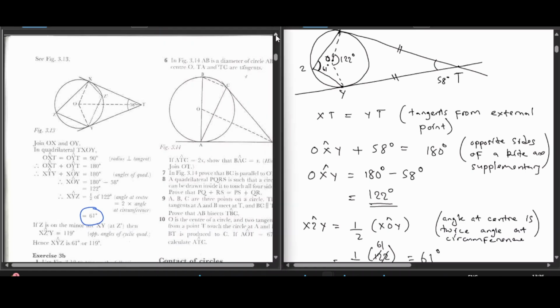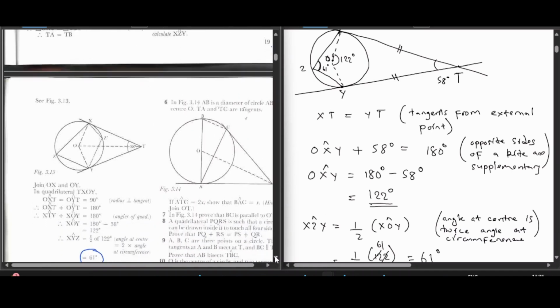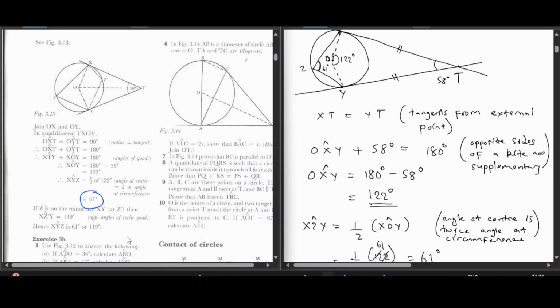This is where we started. The question said calculate XZY. XZY is 61 degrees. But if we read this small conclusion, it says if Z is on the minor arc XY at Z, then XZY is equal to 119 degrees, opposite angles of a cyclic quad. Hence XYZ is 61 degrees or 119 degrees.